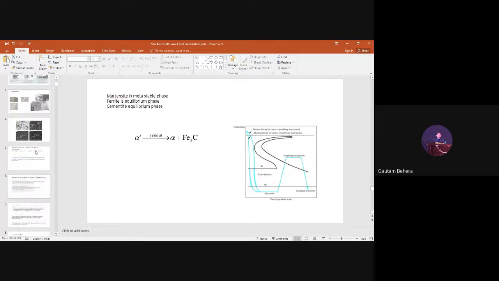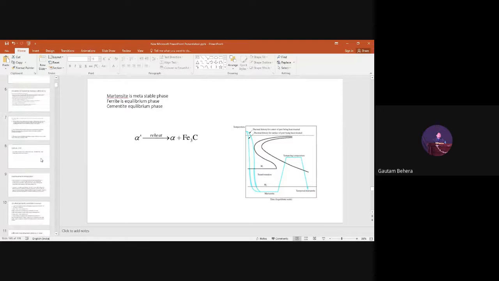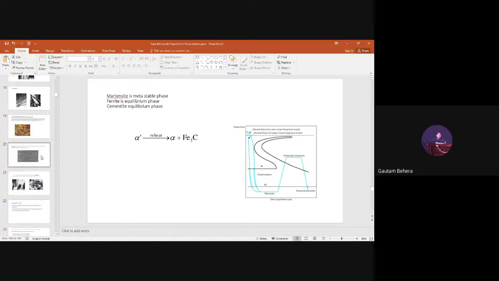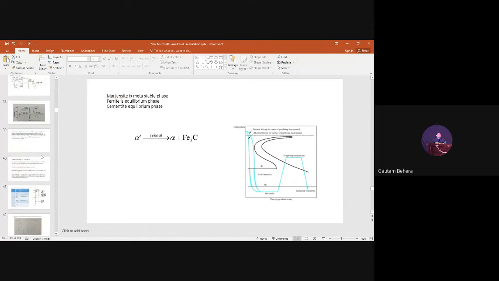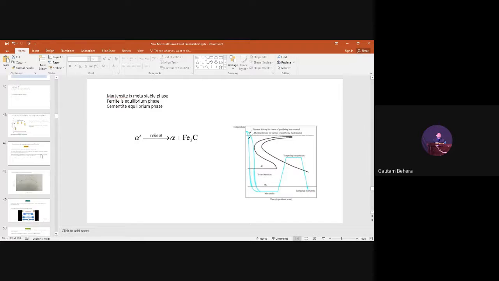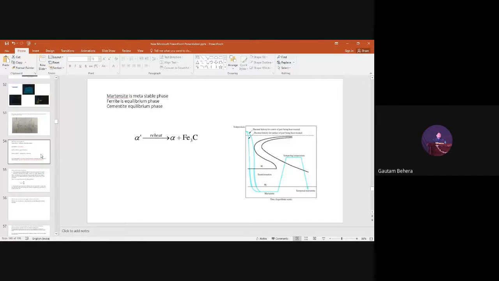I don't recall if I have shown you this in this subject, or maybe I have shown you in IPM. The C curve can be classified into two parts: upper C curve and lower C curve. The upper C curve is which kind of transformation? It is a completely diffusion transformation. That is called which kind of transformation?